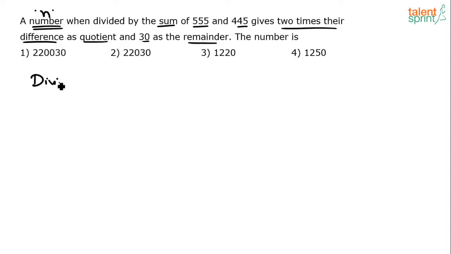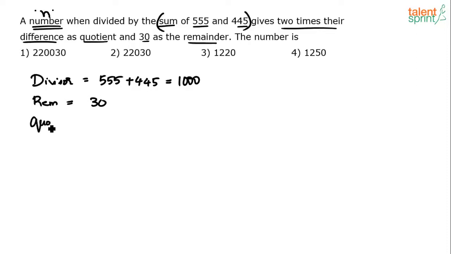What is the divisor? Divisor here is the sum of 555 and 445. 555 plus 445 is 1000. Remainder is directly given to us. What is the remainder? Remainder is 30, right? 30 is the remainder. What is the quotient?